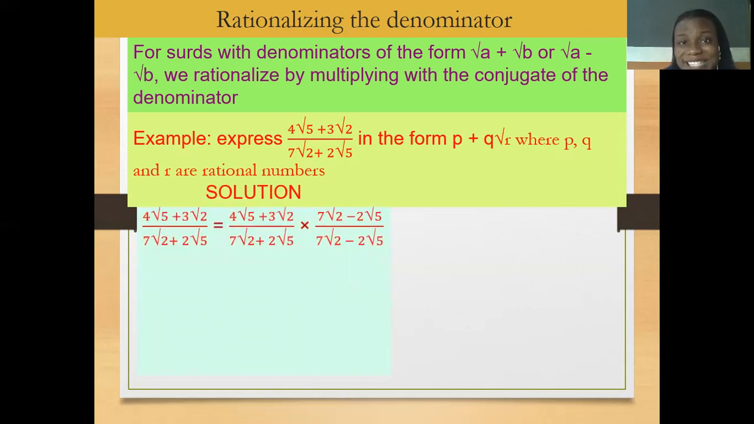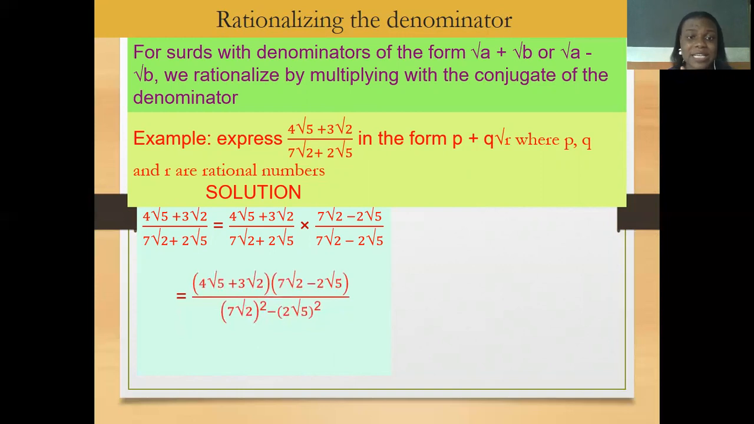Now, remember what I said, we'll look at the denominator. The denominator here is 7 root 2 + 2 root 5. Then we ask ourselves, what is the conjugate of this denominator? Of course, all you need to do is change the sign. So the conjugate is 7 root 2 - 2 root 5. So what you now need to do is take 7 root 2 - 2 root 5 and use it to multiply numerator and denominator. I hope you're following.